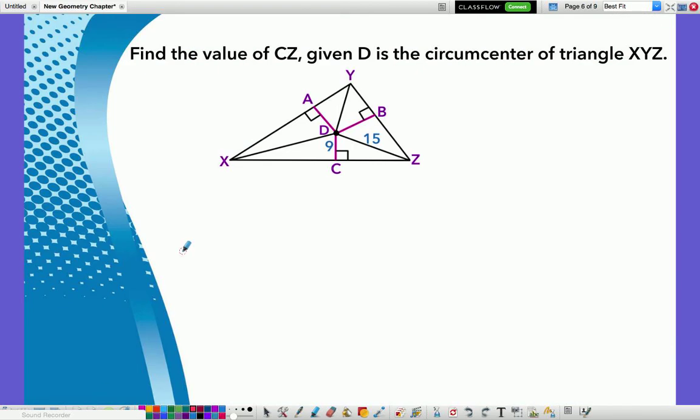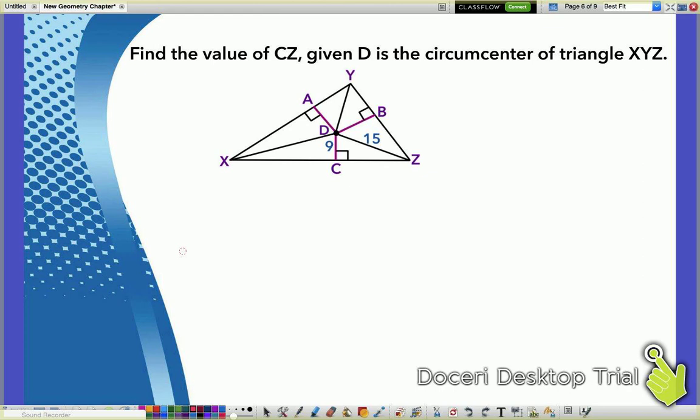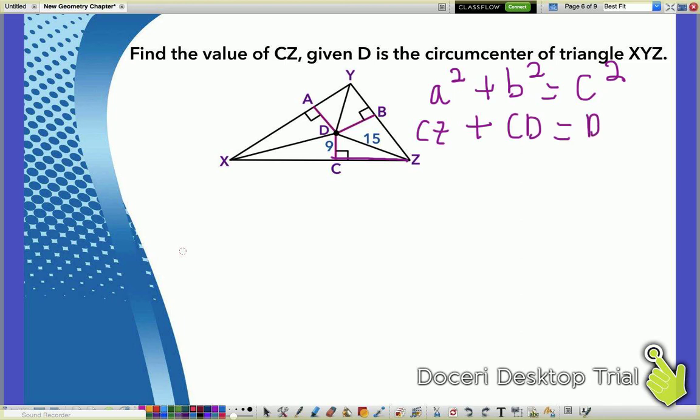All right, again, we are going to use the Pythagorean theorem to find our missing length. So we need to determine what sides match up. I'm going to leave my A as I don't know. That would be my CZ, the line I'm looking for. My other leg would be 9, which would be CD, and my hypotenuse is DZ.